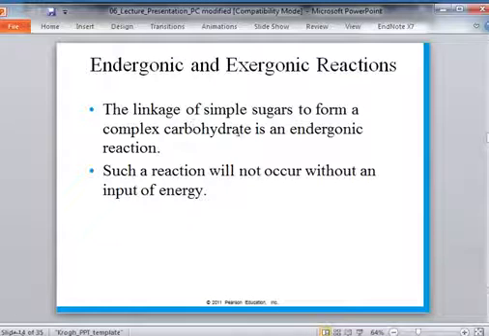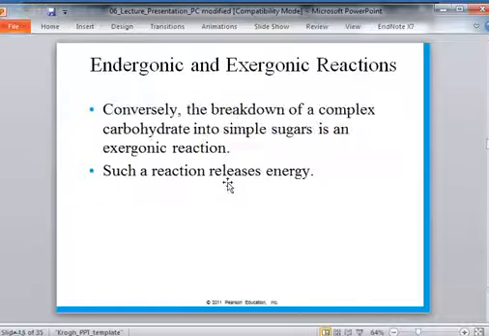So, as we just mentioned, linking simple sugars to form complex carbohydrates is an endergonic reaction, and this will not occur without an input of energy. And conversely, the breakdown of complex carbohydrates into simple sugars is exergonic. It's releasing energy.